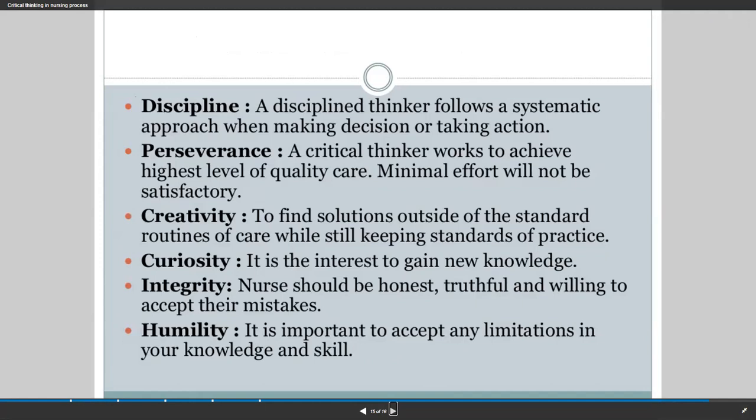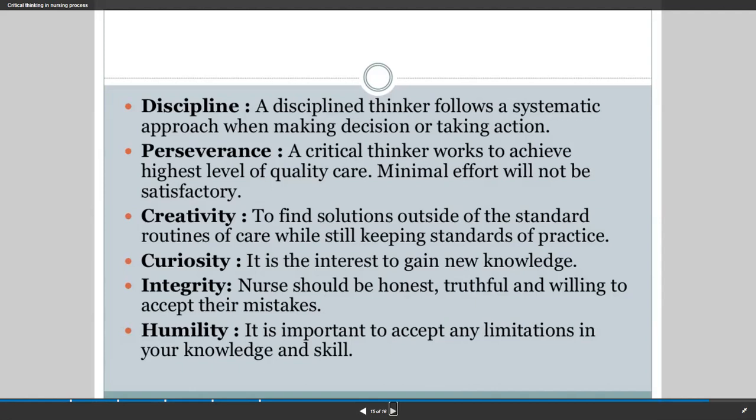Integrity: a nurse should be honest, truthful, and willing to accept their mistakes. Humility: it is important to accept any limitations in your knowledge and skills. So it is important to accept any limitation in your knowledge and skill. I hope you have understood this point.